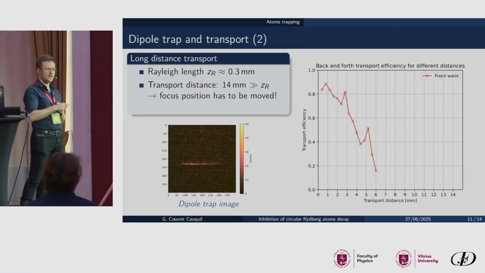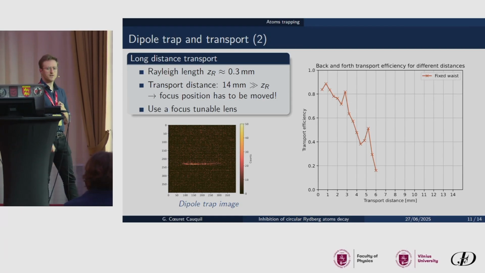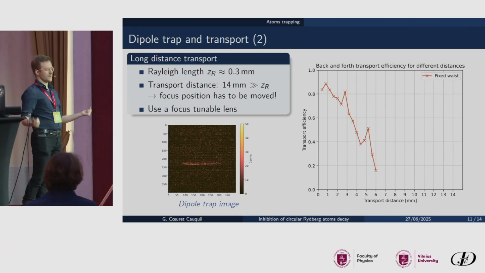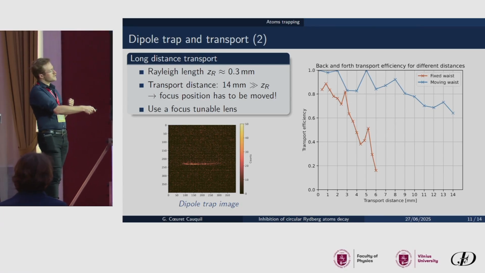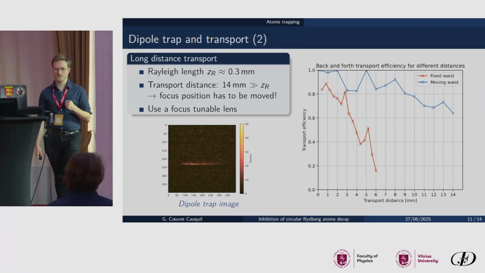To counter this, we needed to move the waist position as well, and for this we used a focus tunable lens outside of the cryostat. With this we managed to keep a good enough efficiency, even at large transport distances.